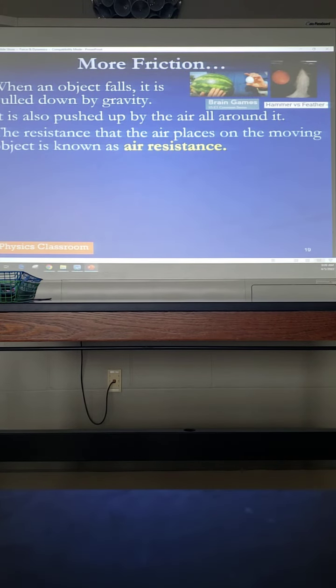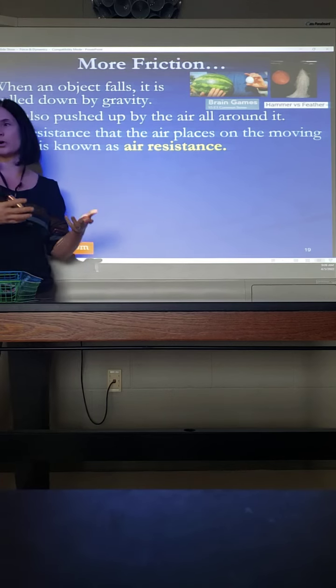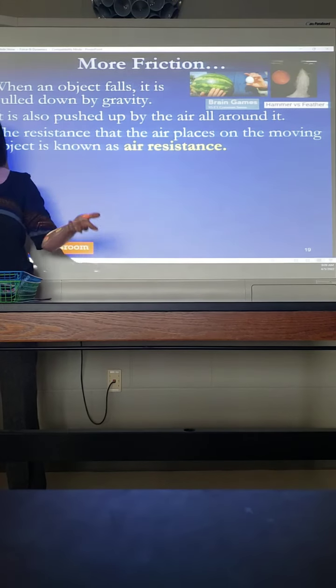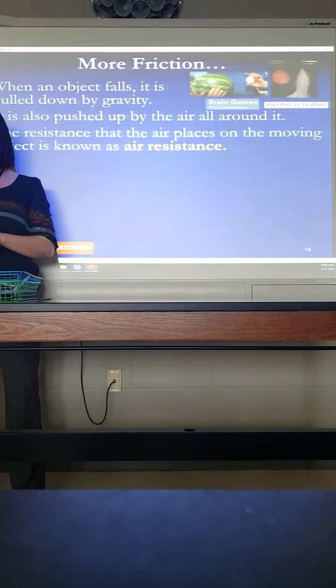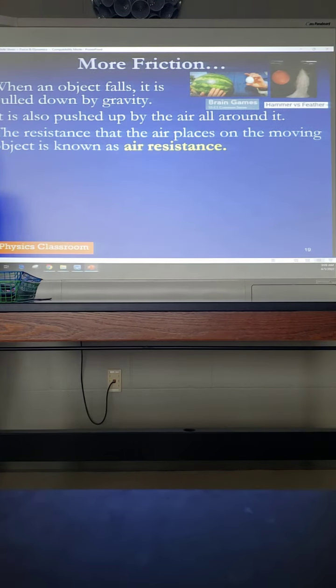And so the resistance that air places on moving objects we call air resistance. Resist means to kind of work against, right? So air is going to work against our motion. So air resistance is a special type of drag, because drag is when friction is working through a liquid or a gas, and obviously air is a gas. And so air resistance is just that special, very specific type of friction, okay?